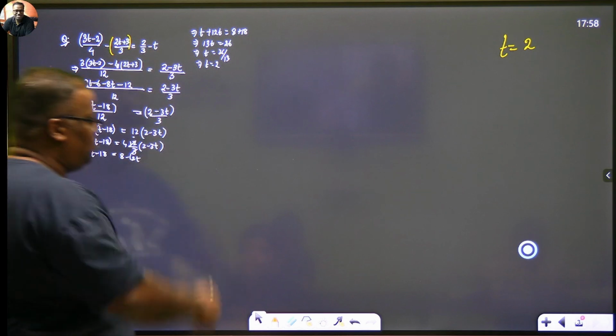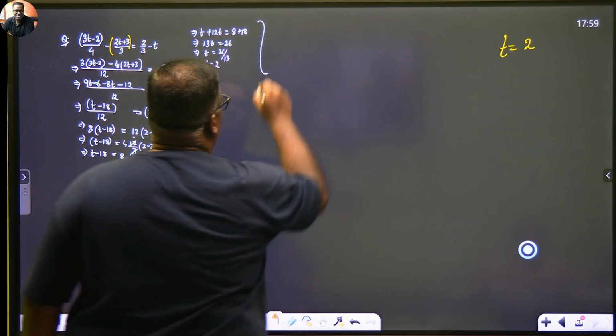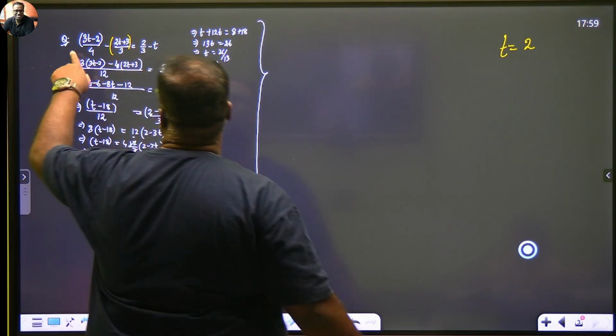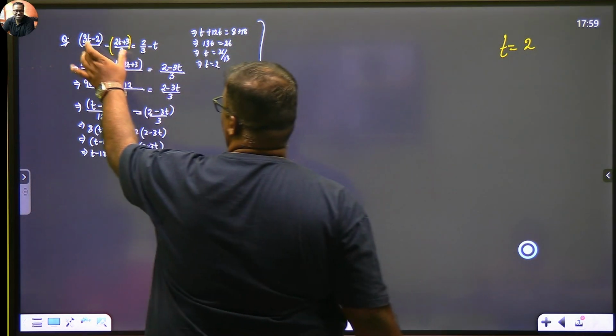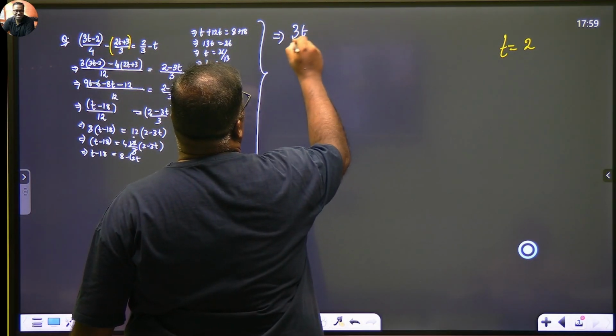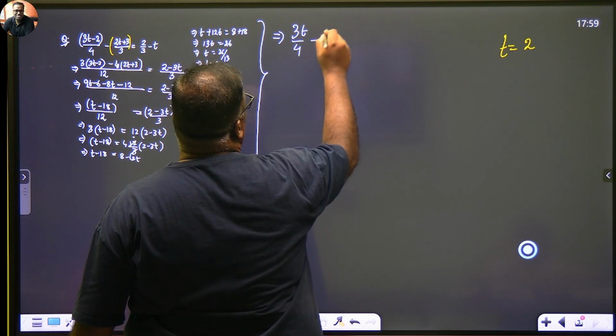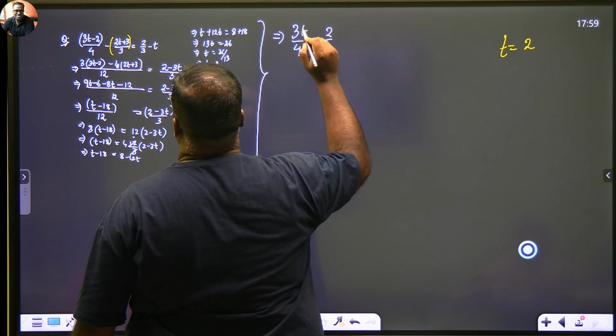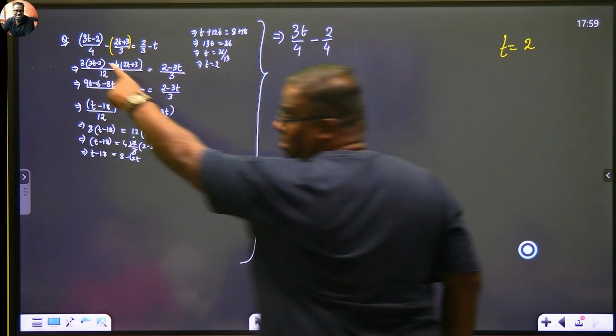Let us now do this problem in little bit more different manner. The question remains the same. I split up the brackets. My next step would be 3t by 4 minus 2 by 4. Right? Have you understood? Yes.